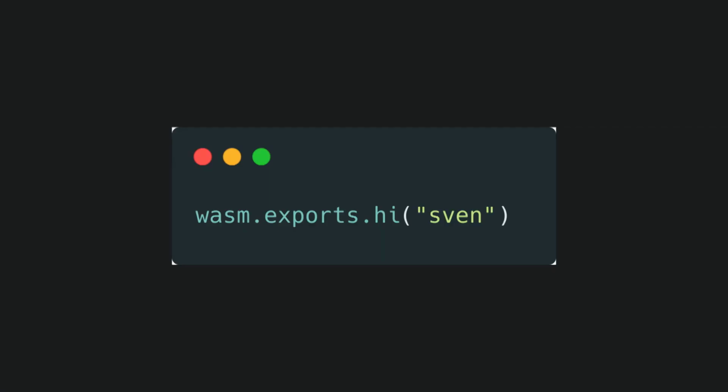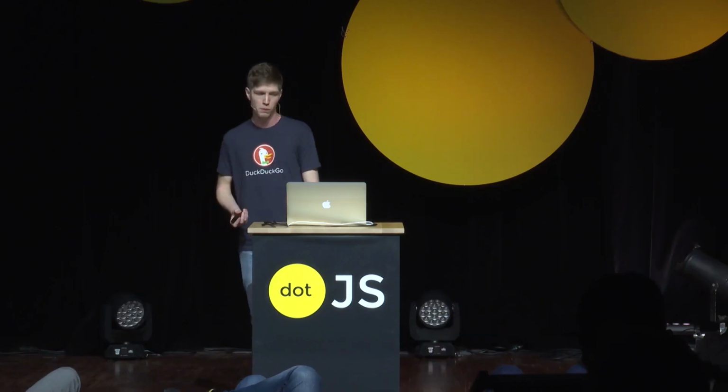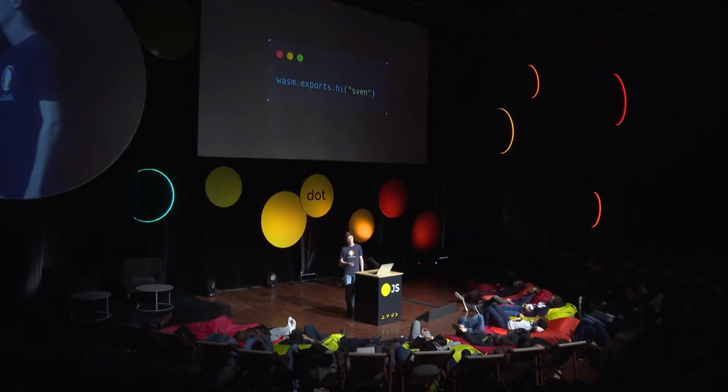For example, I have a compiled C module which exposes a hi function and expects a C string. JavaScript doesn't share the same layout that C does. So you need a way to convert them. And this is the glue code, again, which did this earlier. But now, with interface types, it's going to be converted from a JavaScript string to a C string behind the scenes for you.